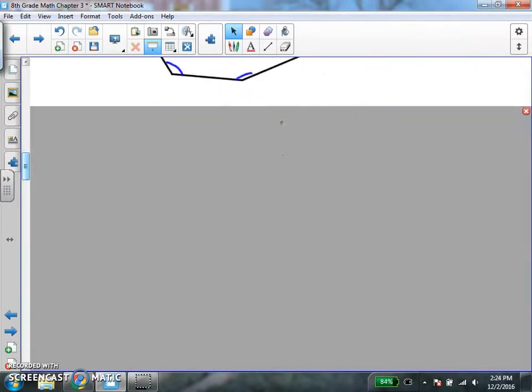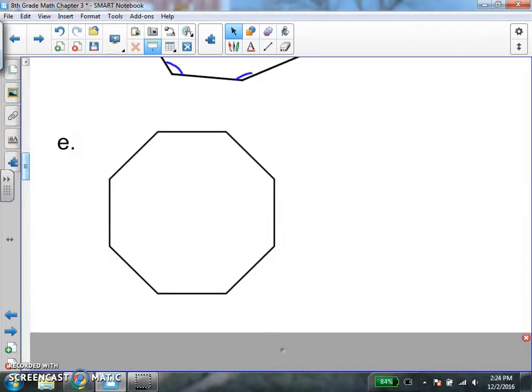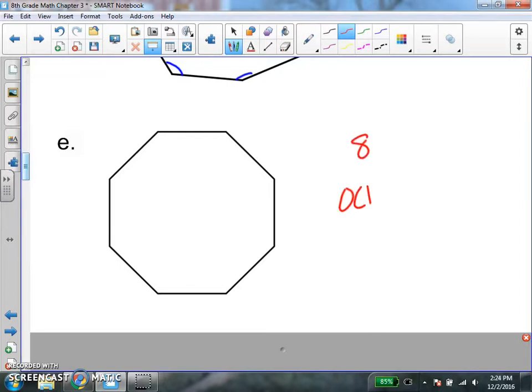And then lastly, letter E. You should all know this one very well. An octagon, looks like a stop sign, has 8 sides. Octagon. And octagons have a total measure of 1080 degrees.